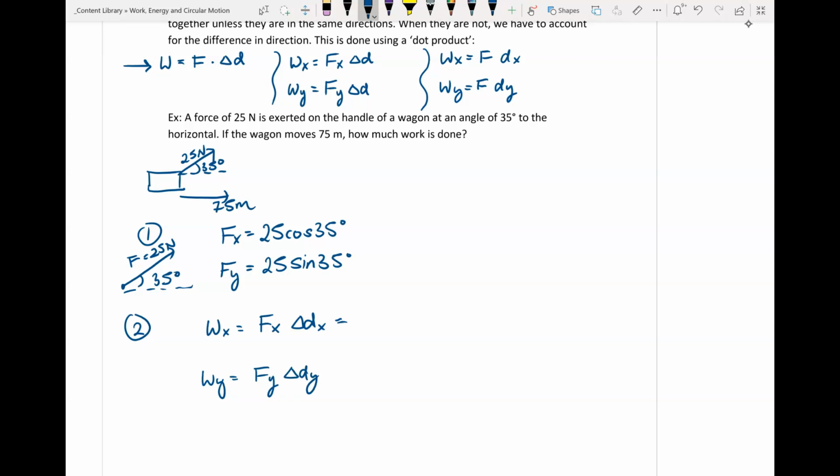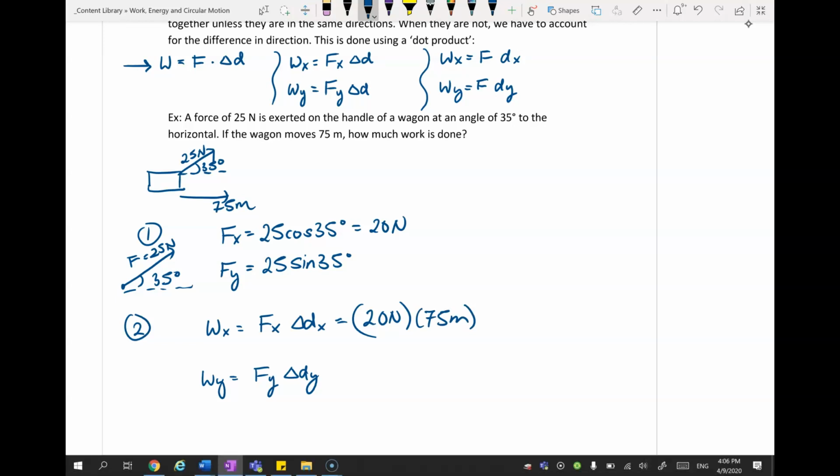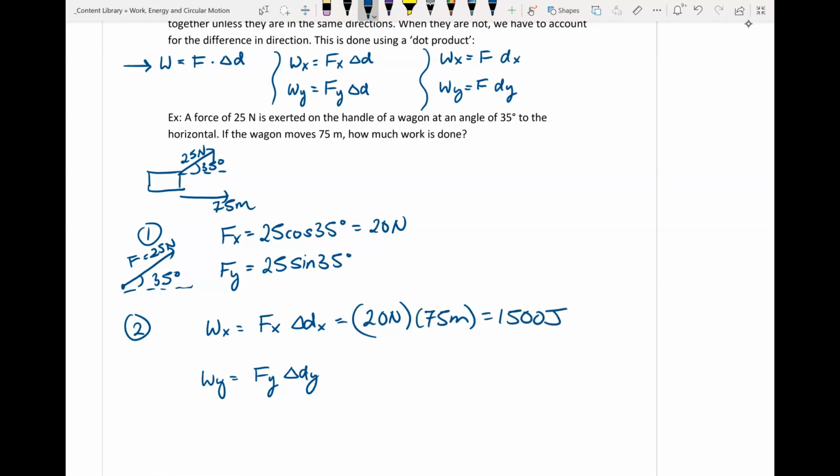So for Fx, that's 25 cos 35, which is 20 newtons. And our distance in the x direction, our wagon is traveling 75 meters along the horizontal, or along the floor. This is going to give us 1,500 joules. Now looking at our work done in the y direction, 25 sine 35 for Fy is 14 newtons, multiplied by our displacement in the y direction.